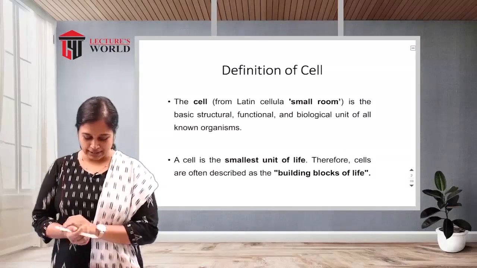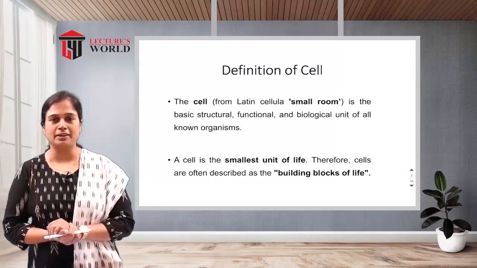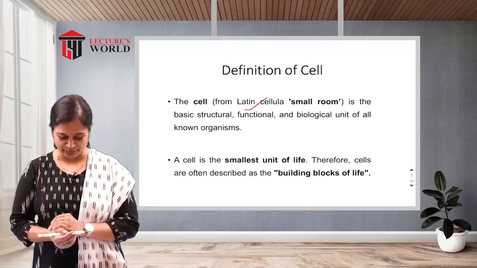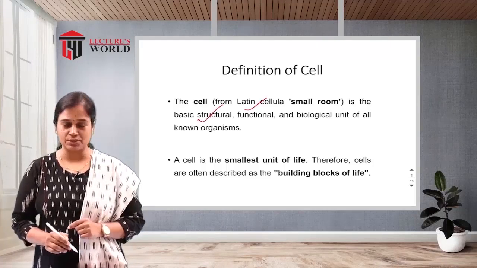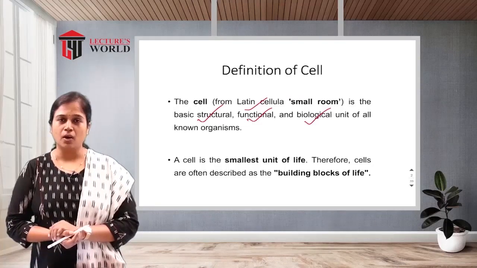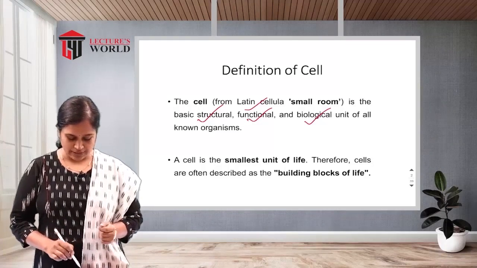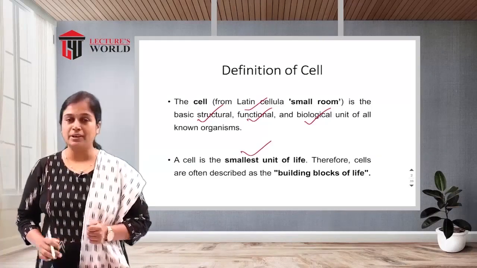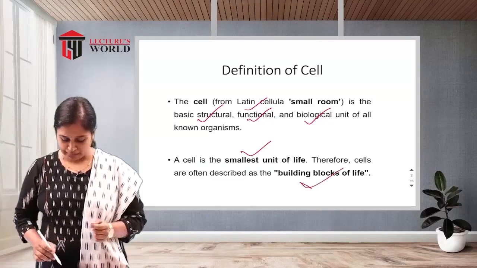Definition of the cell: the word is derived from the Latin word which means small room. It is the basic structural, functional and biological unit of organisms. So it is the smallest unit of life. Therefore, cells are often described as the building blocks of life.